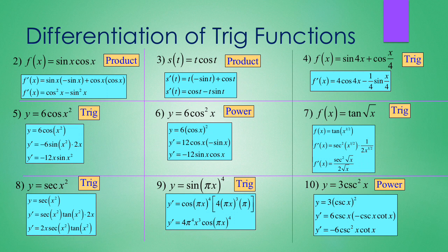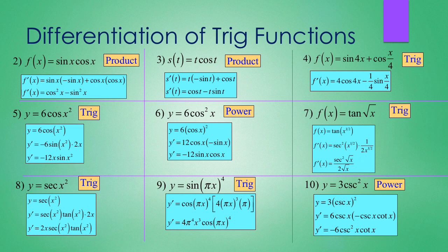Number 9 is a little bit tricky. y is equal to sine of quantity pi x, quantity to the 4th. This is a trig problem, and the derivative of sine of an expression is cosine of the expression times the derivative of the expression. So we get cosine of quantity pi x to the 4th times 4 times the quantity pi x, quantity to the 3rd, times the derivative of pi x, which is pi.